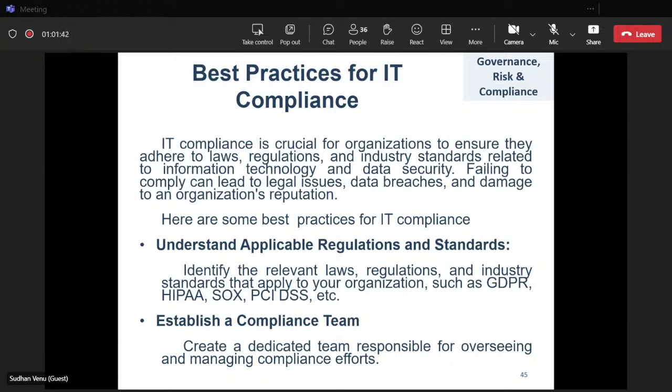The chief regulatory officer must know which regulations and standards are currently applicable in the industry. That is, the relevant laws, regulations, and industry standards that apply to the organization, such as GDPR, HIPAA, SOX, PCI DSS, etc. We have so many, so they have to know what their standards and regulations are. The organization must also establish a compliance team, a dedicated team responsible for overseeing and managing compliance efforts.